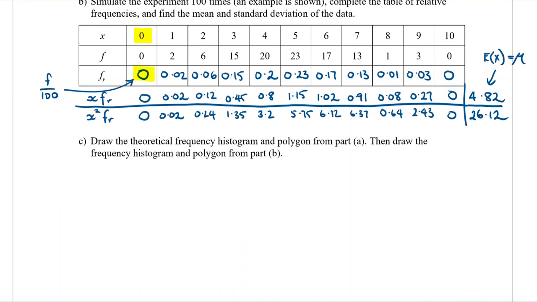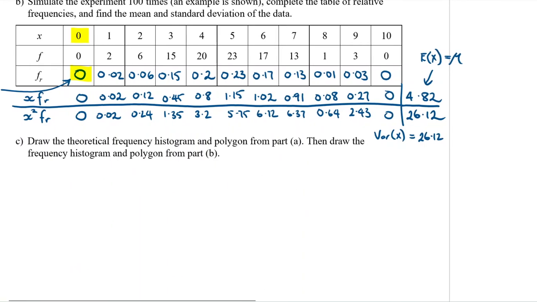Okay, so my variance, I haven't got a lot of room here. Variance of x is going to be equal to 26.12, and then I need to minus the mu squared, which is 4.82 squared. Okay, so that is equal to 2.8876. And then to get the standard deviation, you will square root that to get approximately 1.70.